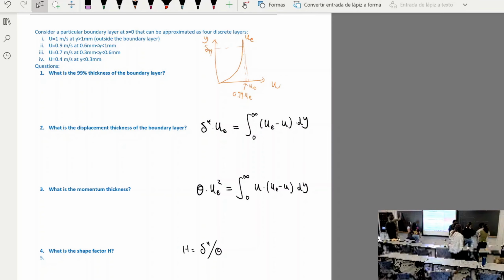Oh, I was doing the second one. I know you're doing the second one. They are doing the first one, so I just didn't notice the question. U_e is the velocity outside of the boundary layer. We call it the edge velocity because it's the velocity at the edge of the boundary layer. Now we can do the first one.